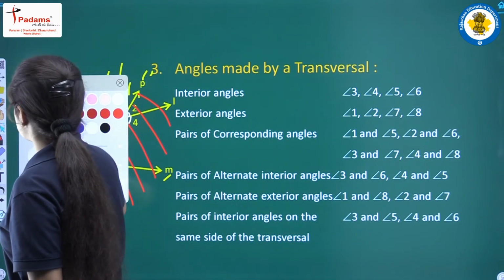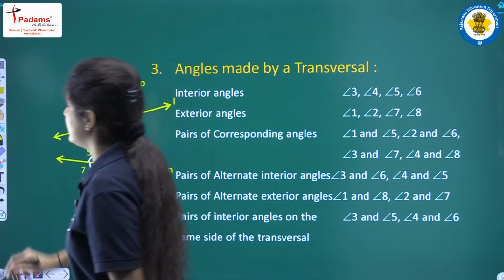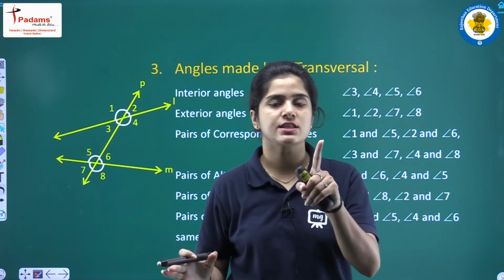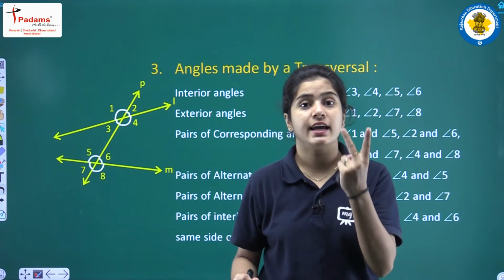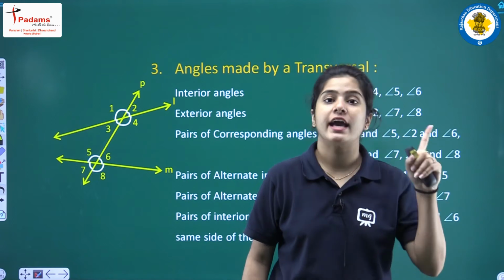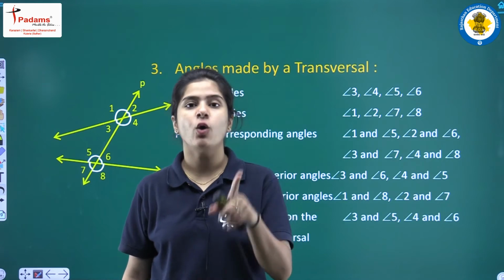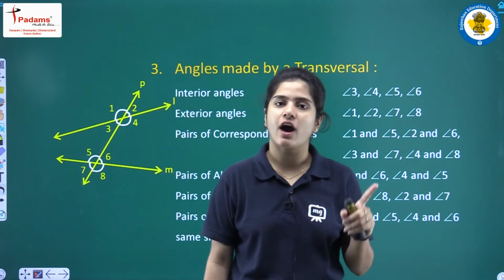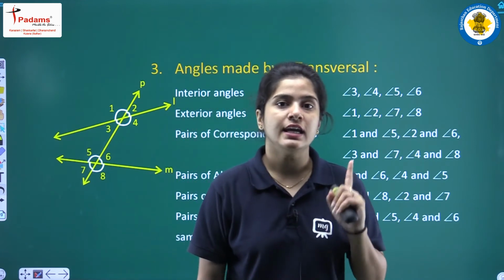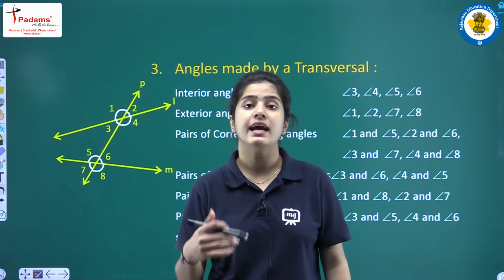Now students, by corresponding angles we mean that corresponding angles should lie on the same side of the transversal. This is the first condition. The second condition is that in a pair of corresponding angles, one angle should be interior and another angle should be exterior. एक एंगल इंटीरियर एंगल हो, और एक एंगल एक्सटीरियर एंगल हो. ये तो हुई हमारी सेकंड प्रॉपर्टी. फर्स्ट प्रॉपर्टी थी कि वो एंगल्स हमेशा एक ही साइड ऑफ ट्रांसवर्सल पे लाई करेंगे.